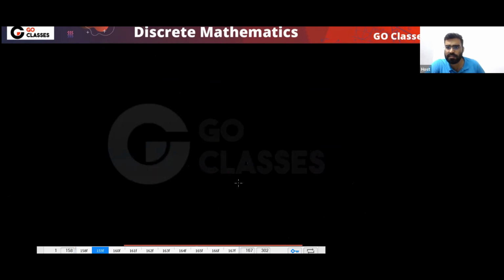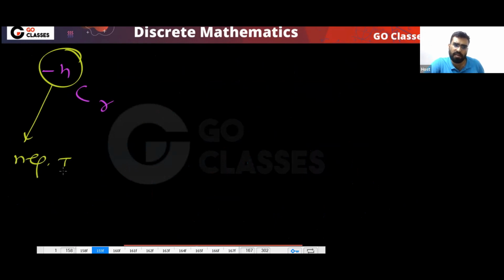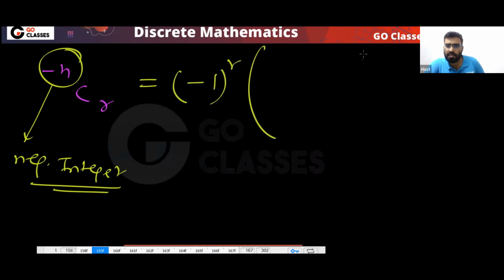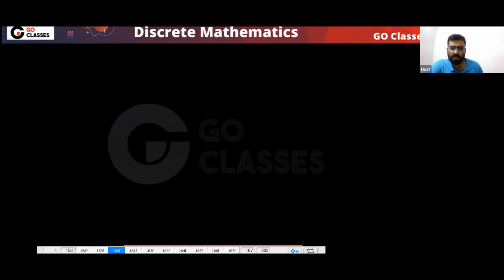So this is not very hard. This is very, very simple. As long as you have something like minus n c r, as long as you have a negative integer here, you can write it as minus 1 power r, write this r as it is, and then write n plus r minus 1. Very simple. Just do this. So are all the points clear to everyone? Every point we have seen, everything I have told you, did you understand?